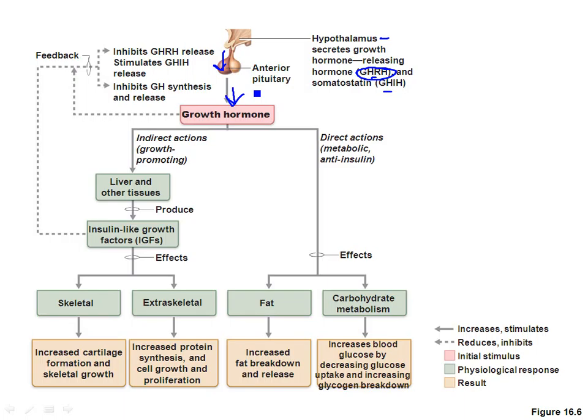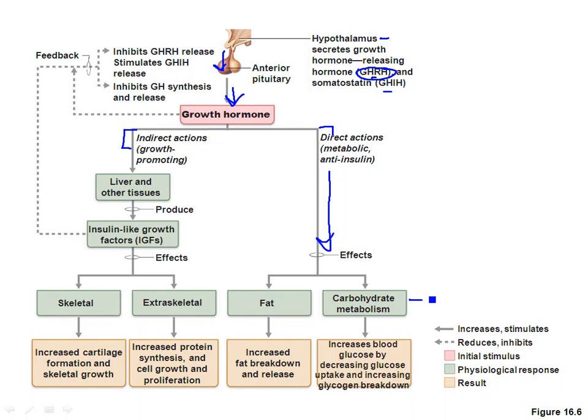Growth hormone can work either indirectly or directly. Directly, it goes into the blood, and it causes you to increase your fat breakdown, increasing energy usage from fat. It also increases carbohydrate metabolism. It allows you to increase your blood glucose by decreasing your blood glucose uptake and increasing glycogen breakdown. So instead of putting more glucose into the body, it basically doesn't reuptake glucose as fast, so it allows glucose to stay out in the blood.